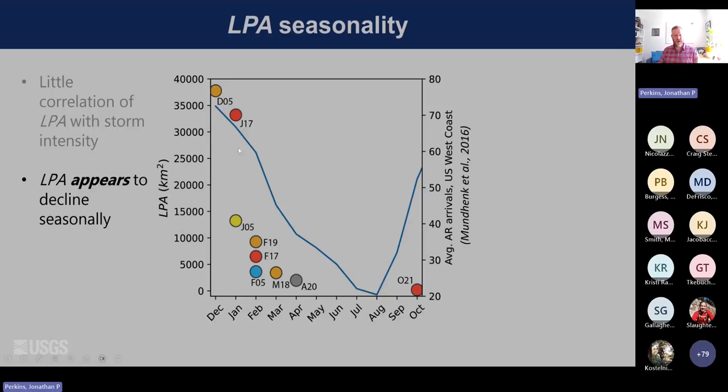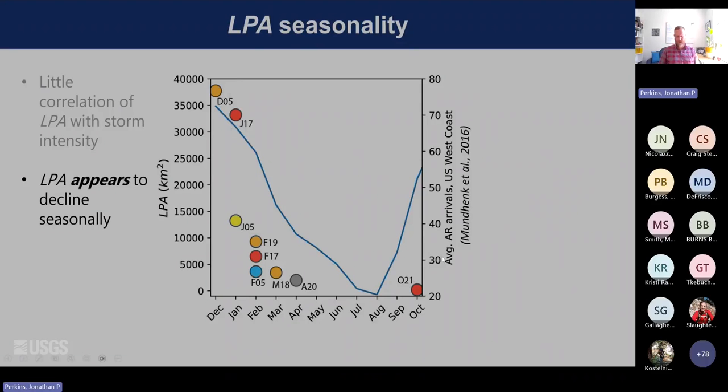What we see is a really interesting drop-off, and granted, it's only 9 events in this catalog, but the largest LPA events are happening in December and January, and then as we get to February they begin to decline in their footprints, and decline more as the rainy season dies down, the lowest being in October at the beginning of the water year. Our hypothesis is this might correspond to the antecedent moisture conditions, which could be driven by things like the atmospheric river arrival frequency, like we talked about in the beginning, thinking about that coefficient of variation of rainfall, right? What I'm showing here in this blue line is the average number of atmospheric river arrivals along the U.S. West Coast throughout the water year. We see a similar decline in arrival frequency, which suggests that landslide potential area may scale strongly with storm frequency.